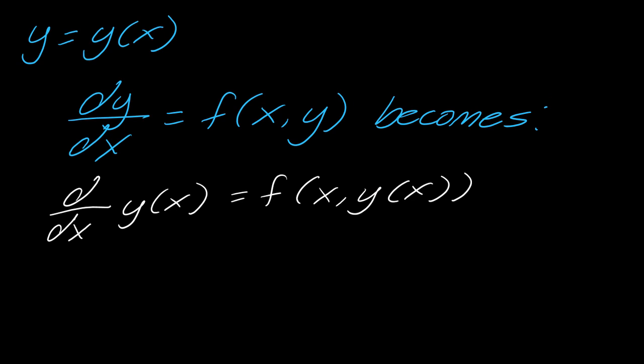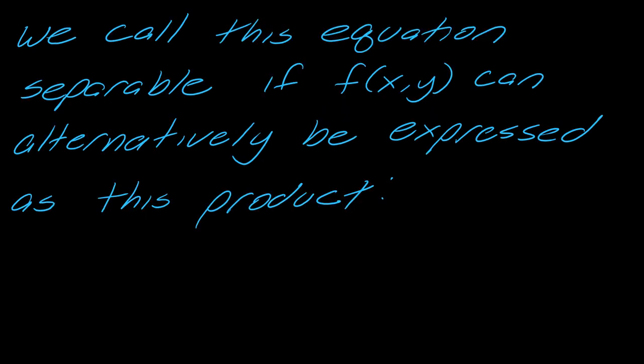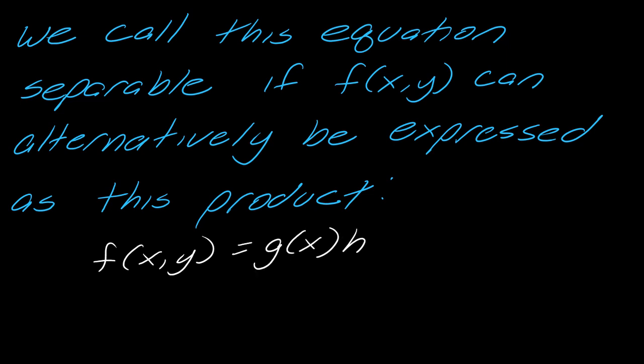Now, there's another modification I can make to this. We call this equation separable if f of x, y can be alternatively expressed as a product. So if I could rewrite f of x comma y as this function g of x times h of y, then this would be what I know as a separable equation.